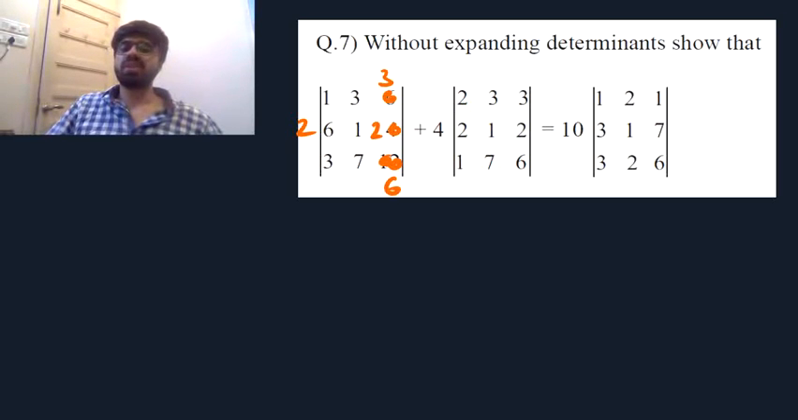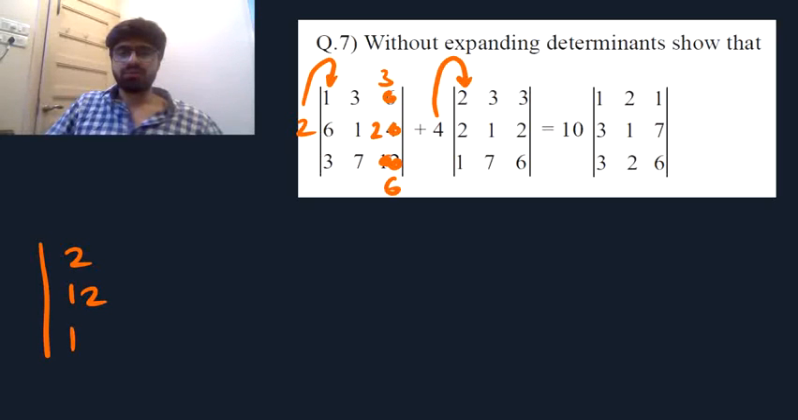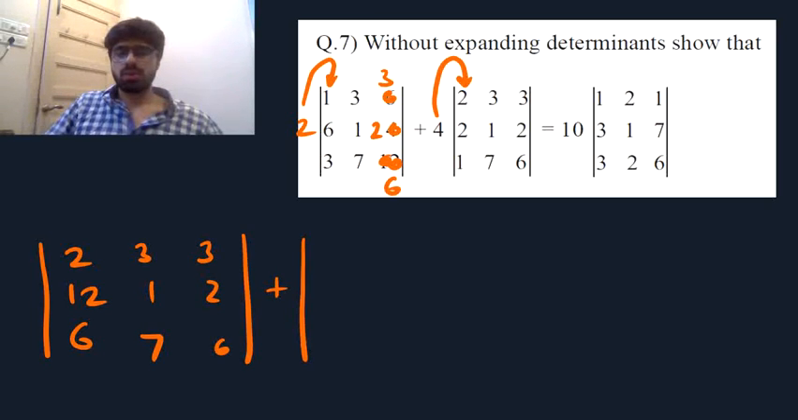Okay, so what we can do is we will take this 2 again inside the determinant, but multiply it with the first column. 2 will get multiplied with the first column. Even 4 will get multiplied with the first column. So the determinants will look like 2, 12 and 6. This will be 317 and this will be 326 plus, when 4 goes inside the first column here, we have 8, 8 and 4, and then we have 3, 1, 7, 3, 2, 6.